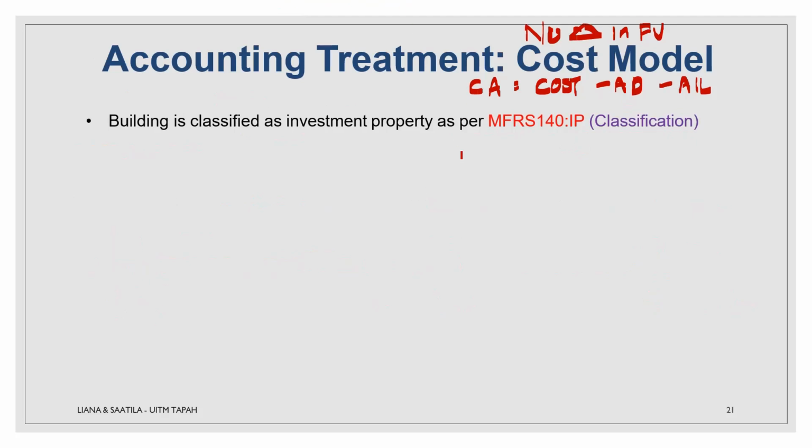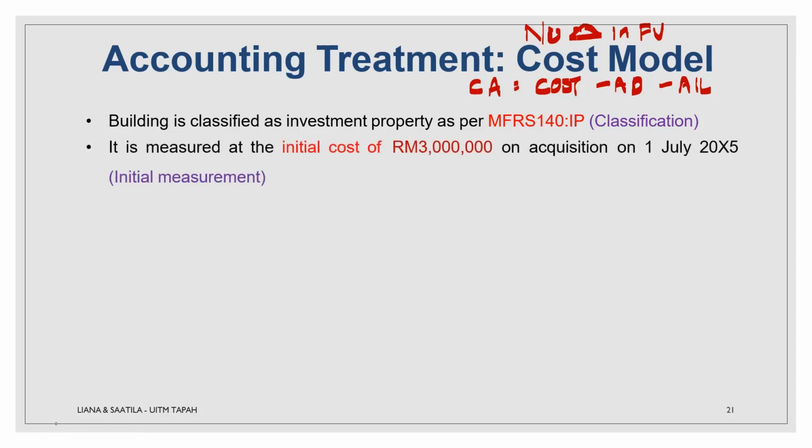So the building will be classified as investment property under the cost model, and that is the first statement that you must make, which is under classification. Then it is measured at initial cost of 3 million, on the date of initial recognition.